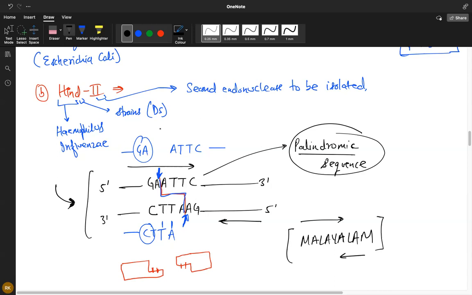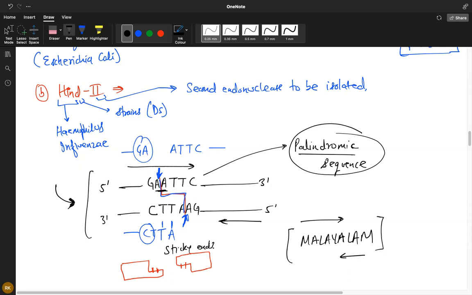So the reason that restriction endonucleases recognize palindromic sequences is that the way they create a cut is not exactly in the center of the sequence, but either towards the left or towards the right of the center. And they always create a cut between the same base pairs on the two opposite strands. So if they are creating a cut between A and A here, in the other strand also they will create a cut between A and A only. And this type of cutting leaves sticky ends.